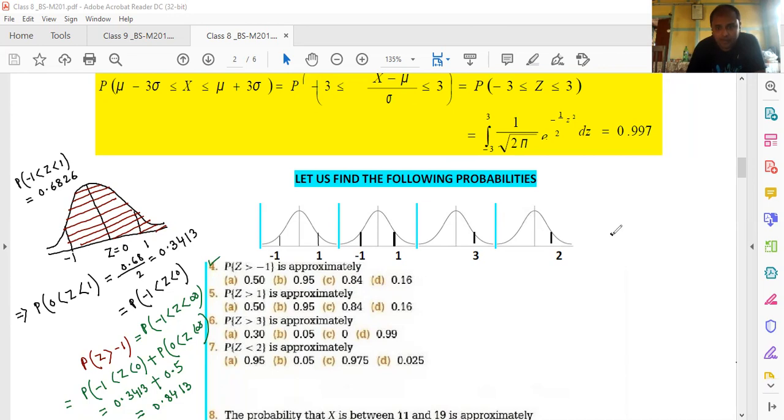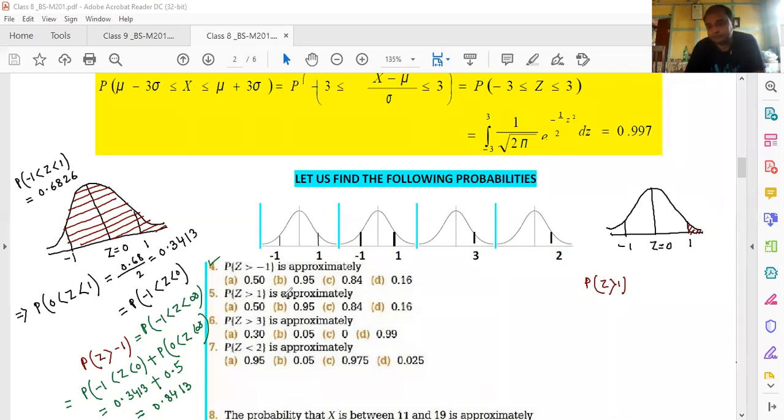So for problem number 5, again, you are supposed to draw the standard normal curve. You are always supposed to draw the standard normal curve. I hope you have understood why I am telling you to consider the standard normal curve, because in this standard normal curve, the origin's position is actually known to you. Here in this problem, you are supposed to find the probability of z greater than 1. That means we are supposed to find this probability.